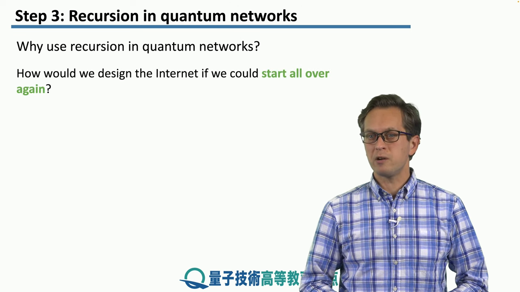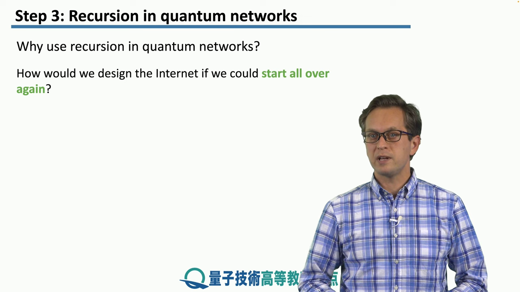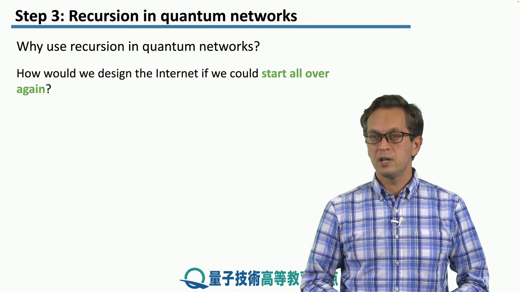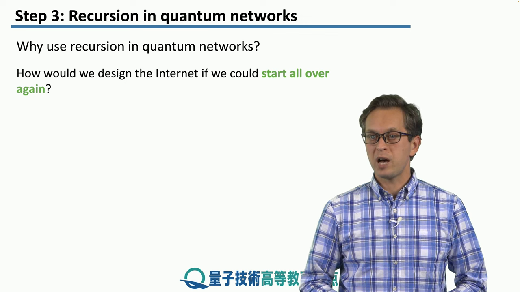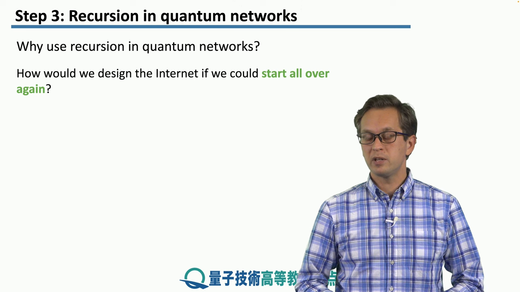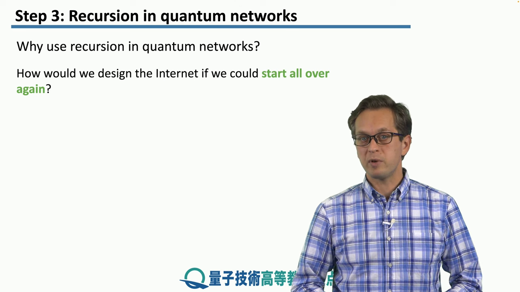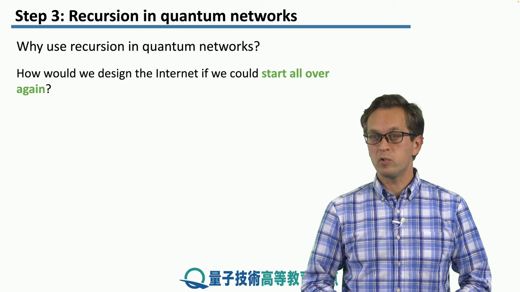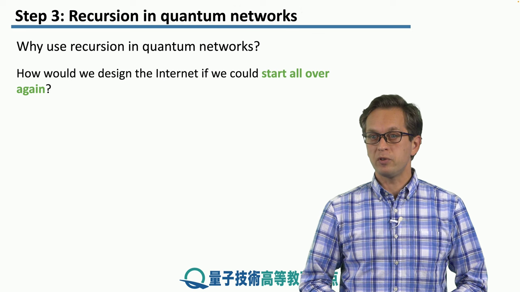So if we could start all over again, how would we design the internet now? This is in fact what's going to happen with the quantum internet. It doesn't exist yet. We're only thinking about designing it. So this is the perfect time to think about better design, more uniform design for quantum internetworks.